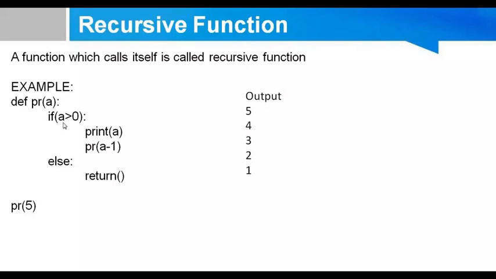So in this program, what is going on? A function is calling itself again and again until this condition is true. When this condition becomes false, it will return the values. Okay, so here I am calling this function with the value of 5. So that is the example of a recursive function.